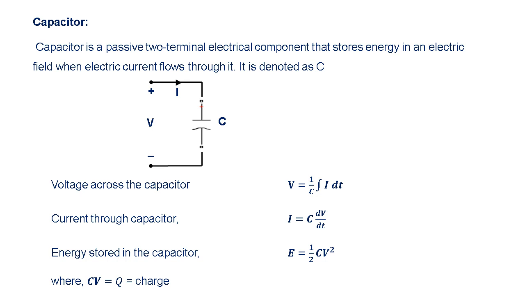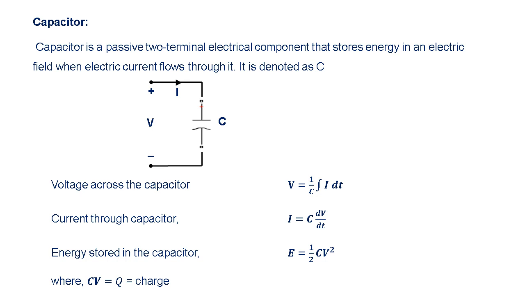Capacitor is also a passive two-terminal electrical element or component that stores energy in an electric field when electric current flows through it. This capacitor opposes sudden change in voltage. It is denoted as C. It is represented as shown in the figure.